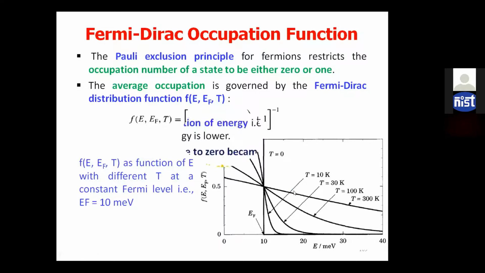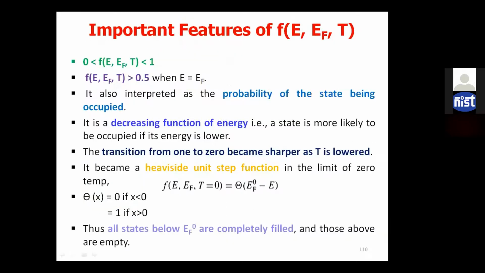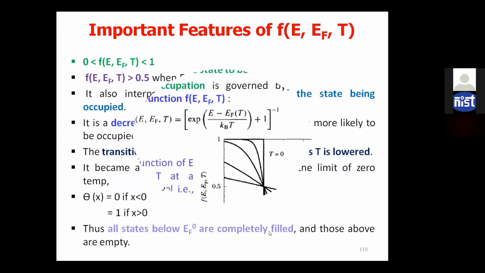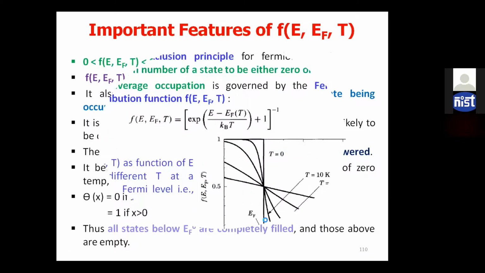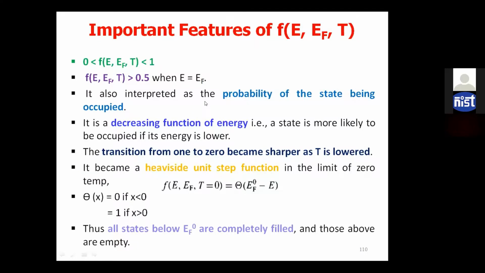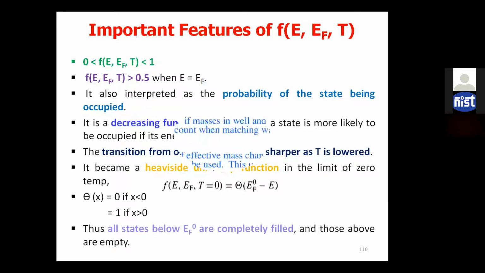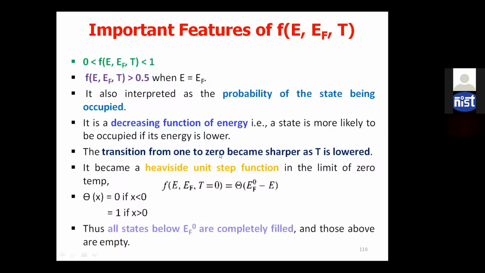So you can say the Fermi distribution function lies between 0 and 1, and it is always greater than or equal to 0, and it is half, that is 0.5, when E equals EF. Here I have shown it is exactly half. It is also interpreted as the probability of the state being occupied, and it is a decreasing function of energy. As energy increases, this decreases. That is, a state is more likely to be occupied if its energy is lower.